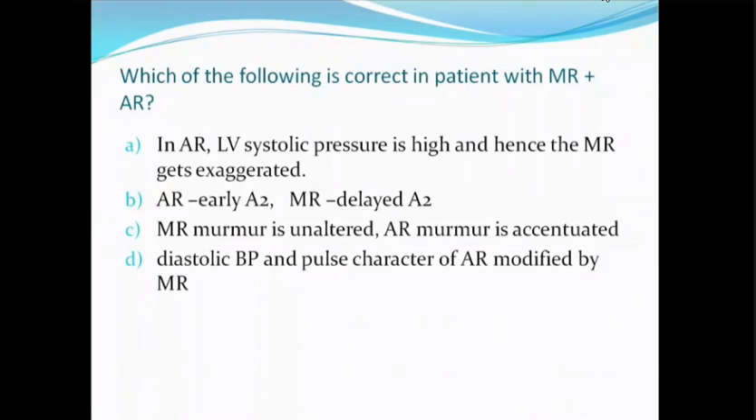Then which of the following is correct in a patient with mitral regurgitation plus aortic regurgitation? In aortic regurgitation, LV systolic pressure is high, and hence the mitral regurgitation gets exaggerated. That is the correct statement, because in AR there is not an early A2, it is a delayed A2, and the MR murmur is altered in presence of AR, not the AR murmur. And the diastolic BP and pulse character of AR are not modified by mitral regurgitation. It is only systolic pressure which can be modified.